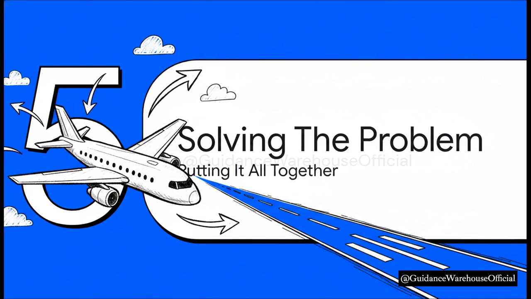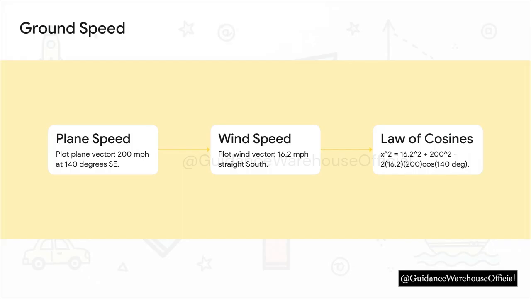Section 5. Solving the airplane problem. Putting it all together. Speaking of interacting forces, let's bring this explainer all the way back to the runway and solve our high-stakes airplane dilemma from the beginning. First, we plot the plane as a vector. Its magnitude is 200, pointing southeast at 140 degrees. Then, right from the tip of that plane vector, we plot the wind vector, a magnitude of 16.2, pointing straight south. This head-to-tail addition creates a perfect triangle.